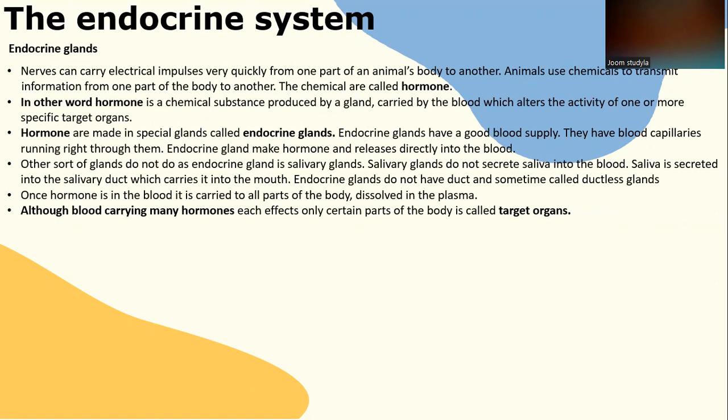Once a hormone is in the blood, it is carried to all parts of the body, dissolved in the plasma. Although the blood carries many hormones, each will affect only certain parts of the body, called target organs.